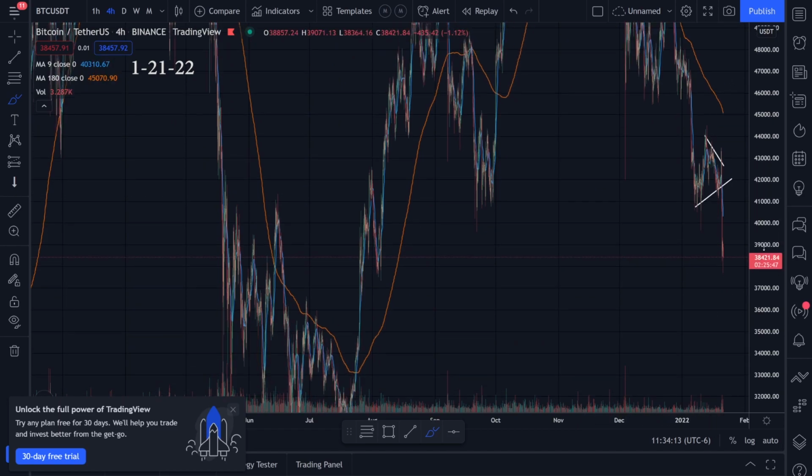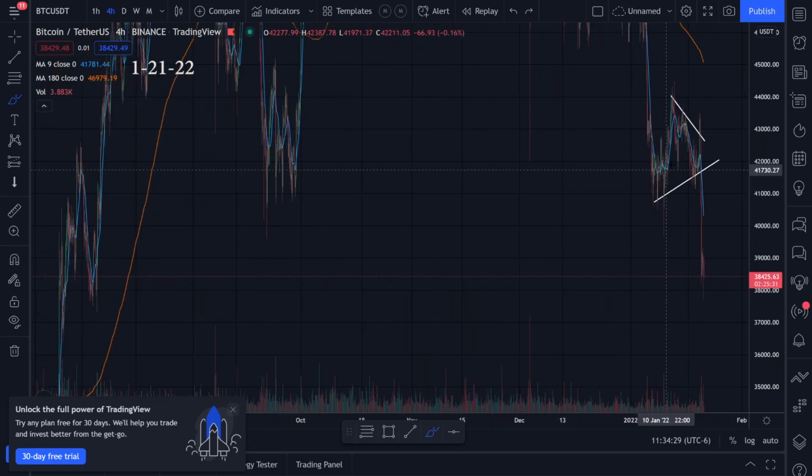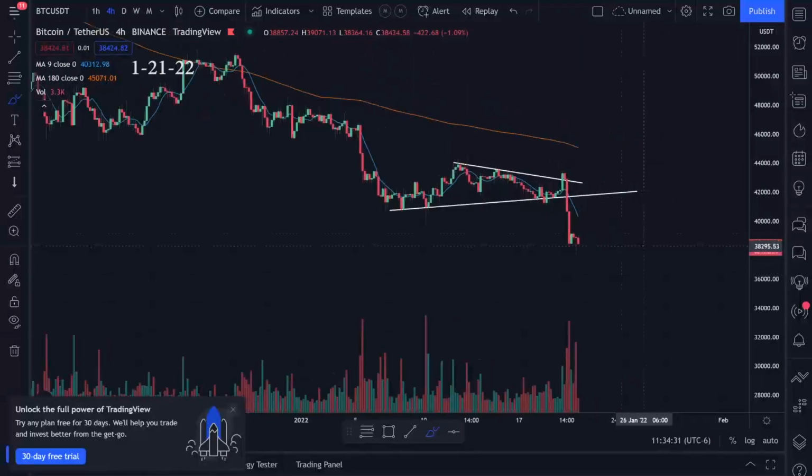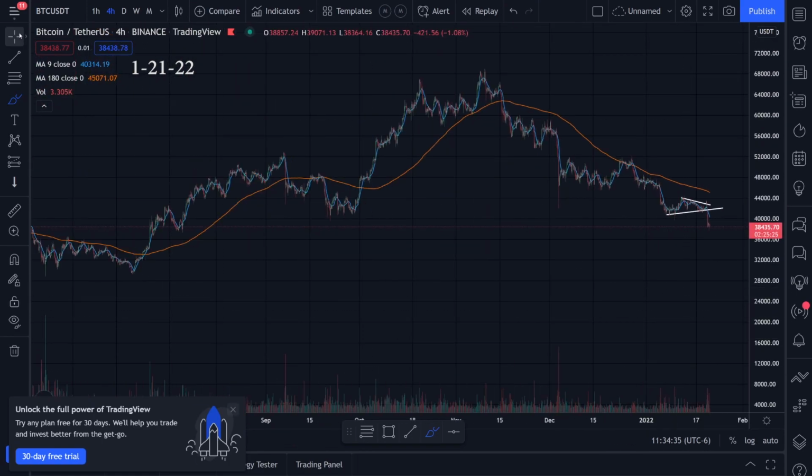So the next support I'm looking at is right here and right here. This one is sitting at around 37.7k, 37.6k approximately, and then this one down here is sitting at around 29.5, 30k approximately. So I think in general we're trending down right now, and until we break, well, there's a couple different trend lines we could watch.